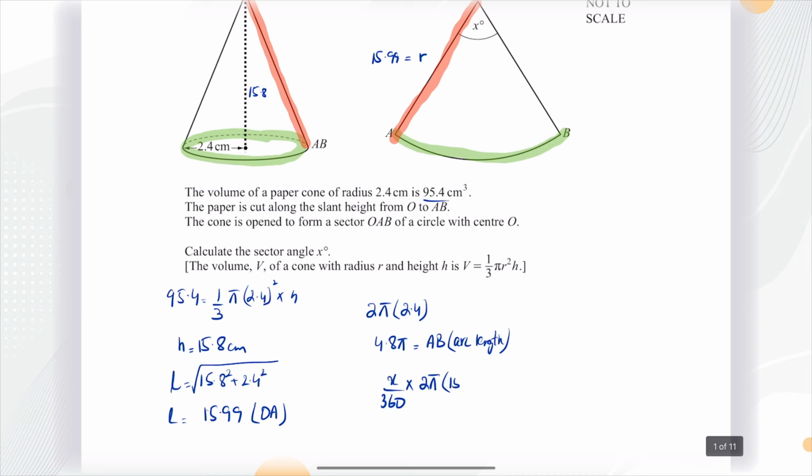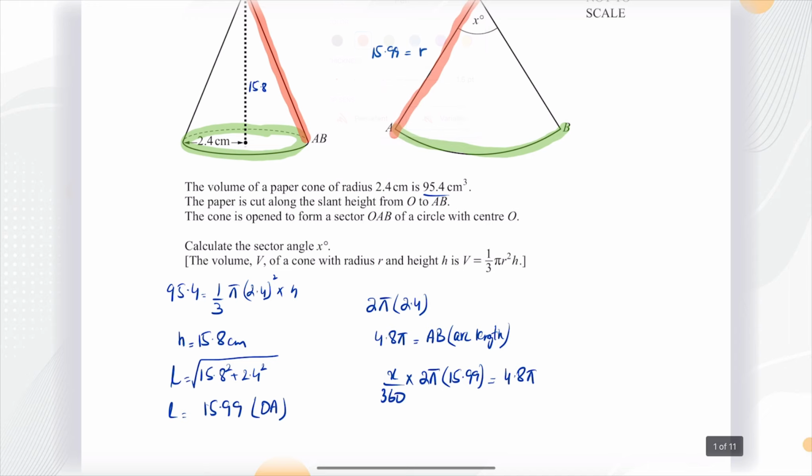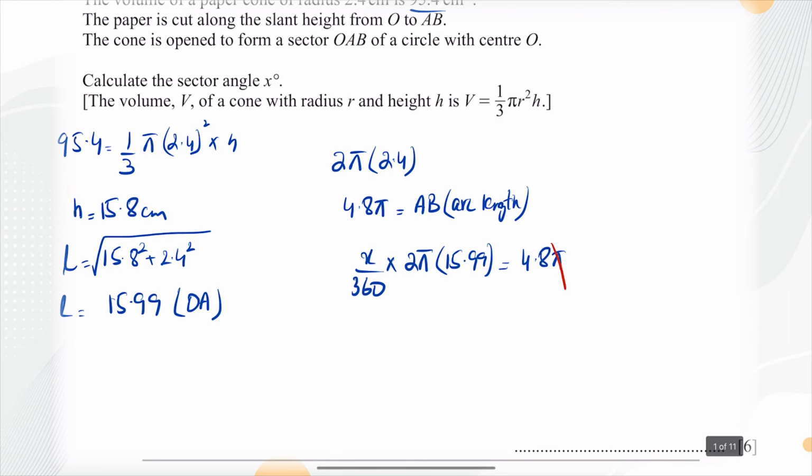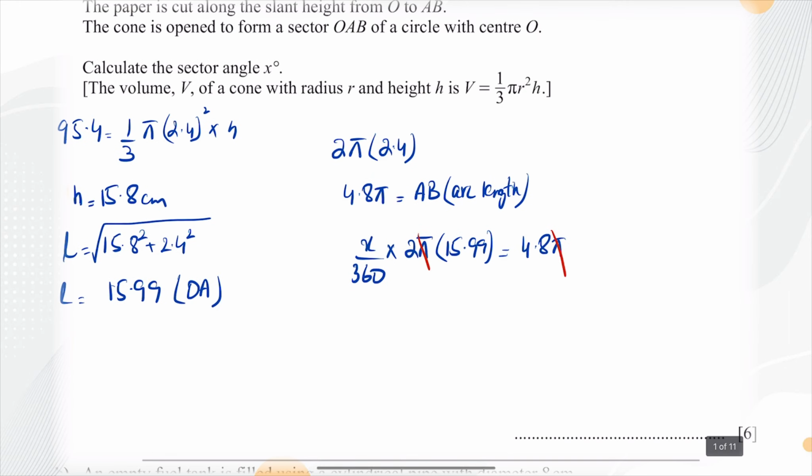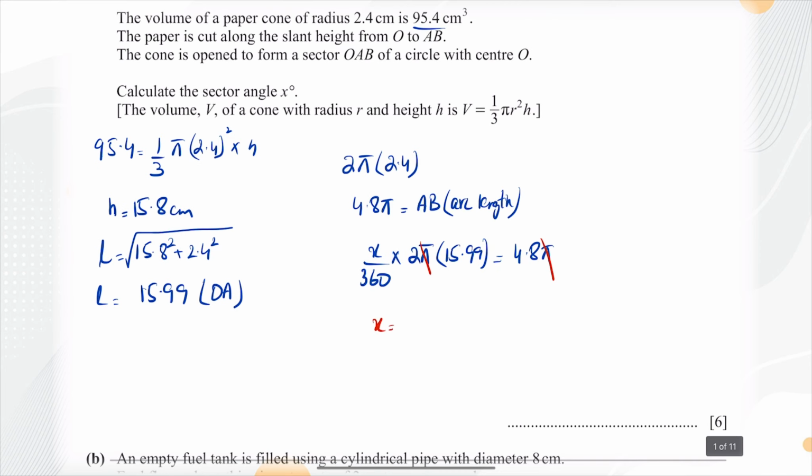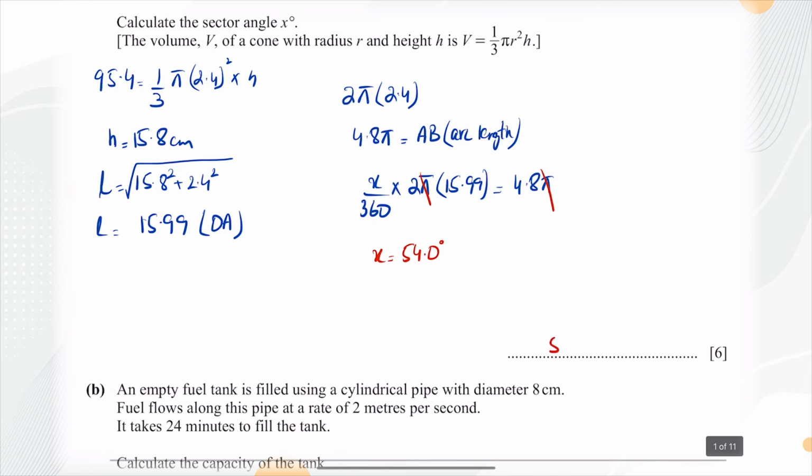So we already have the radius, which is 15.99, will give me the arc length, which is something we've already worked out, and that's 4.8 pi. And now you can probably see why I kept it in terms of pi only. So pi and pi get cancelled out. Now with a bit of cross multiplication, 4.8 times 360 divided by 2 divided by 15.99 gives us the value of x, which is equal to 54.0 degrees. Normally any angle is given correct to one decimal place, so we'll write 54.0 degrees.